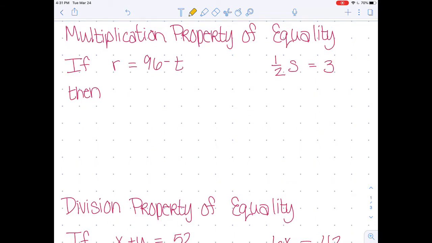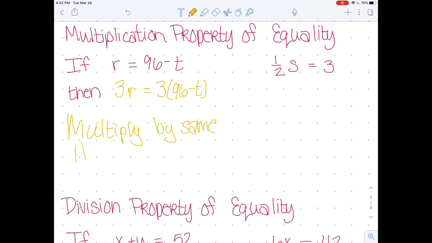So multiplication property, if I have r equals 96 minus t, and let's say I take 3 and multiply it times r. Well then I have to take 3, and I'm going to put this in parentheses, 96 minus t, because I have to take 3 times all of that. So we multiply by the same number on both sides.